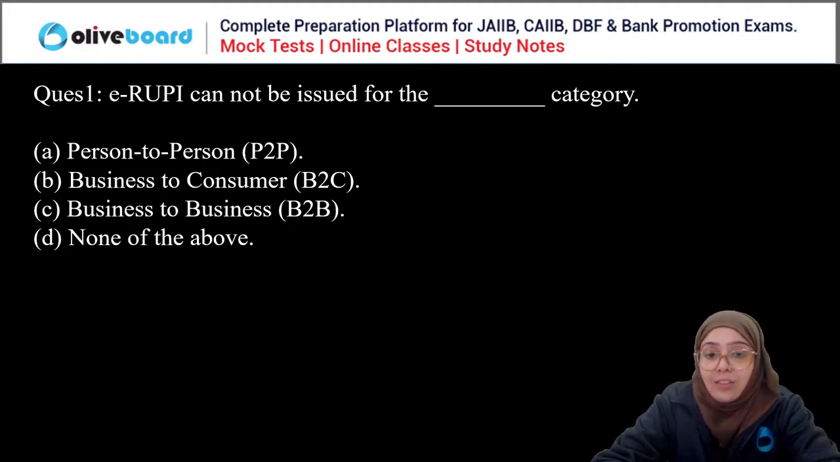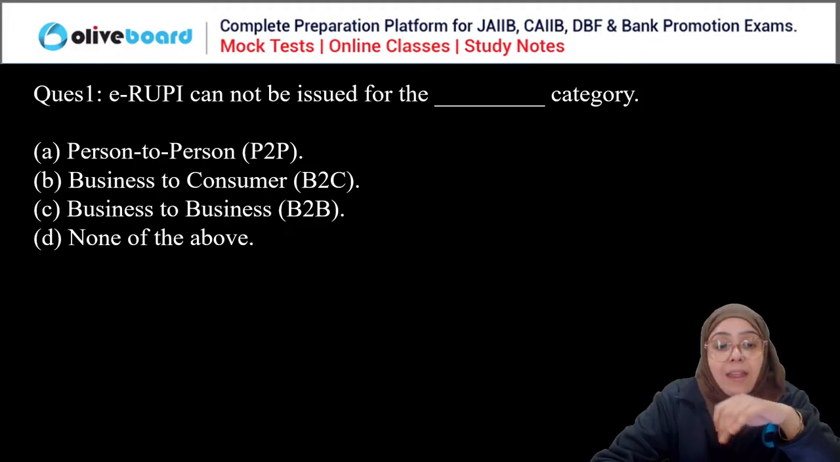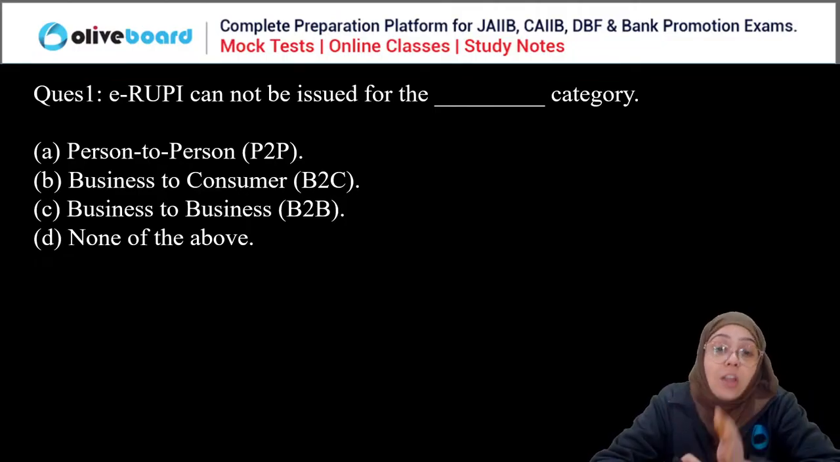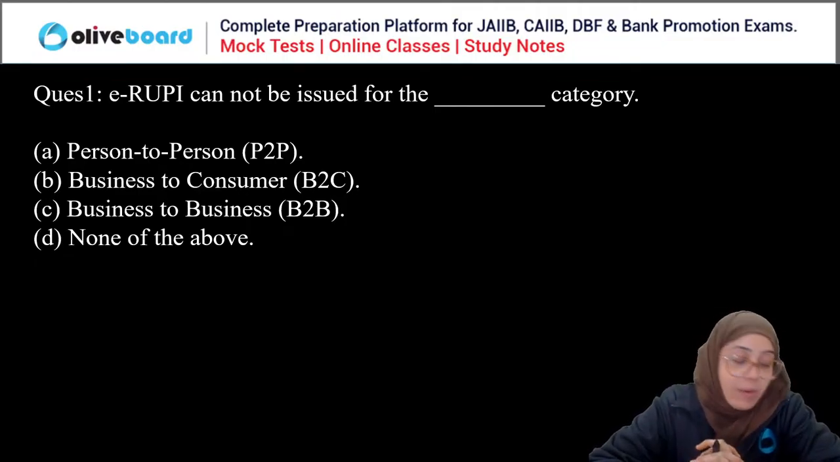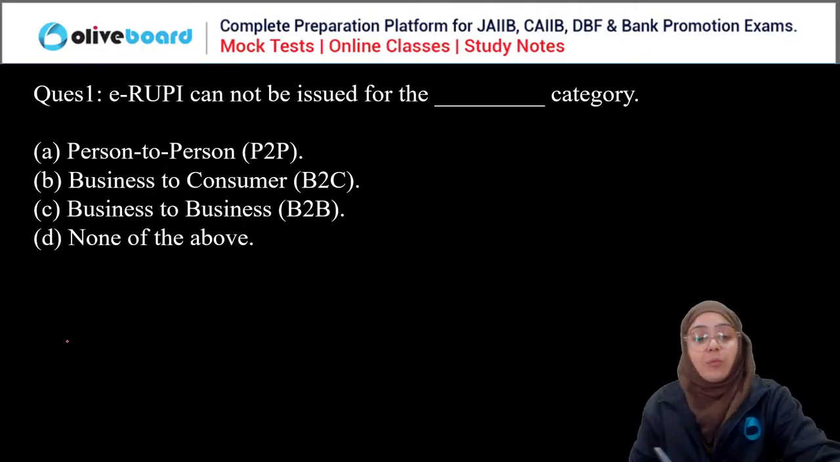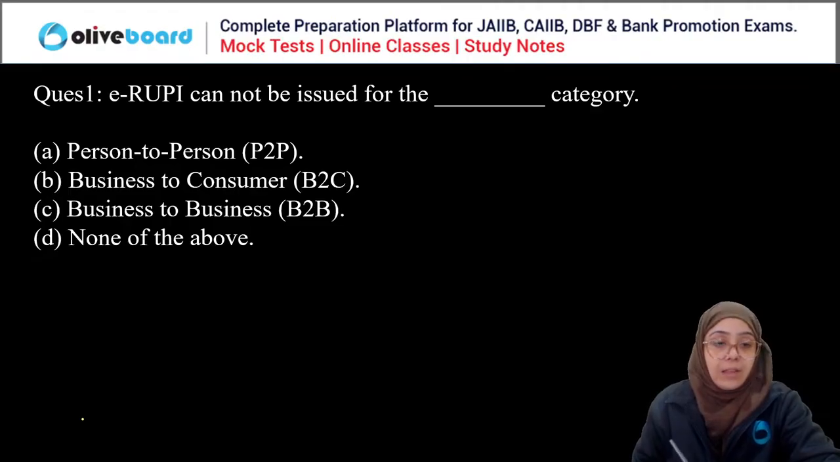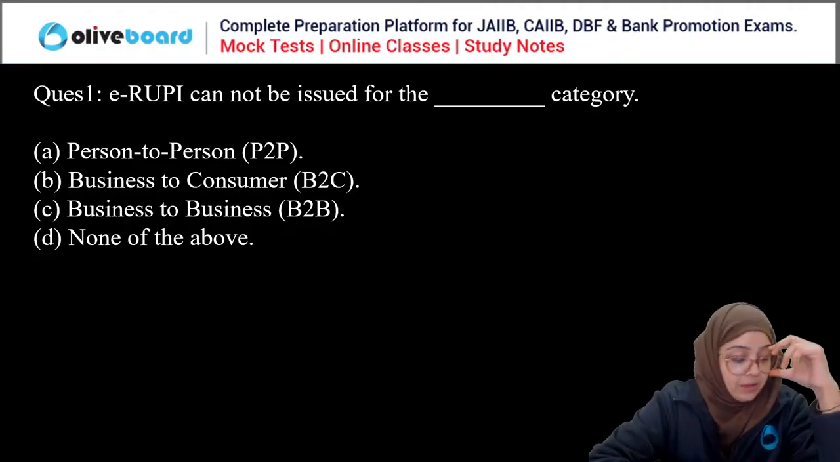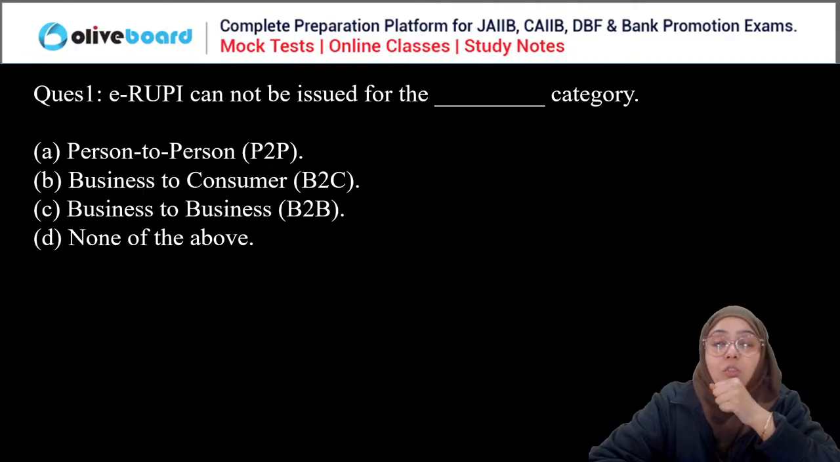Everyone, please answer this question, guys. E-rupee can be issued or cannot be issued for which of the following categories? Everyone please answer this question, guys. So what is the correct answer for this question? Okay, Sunny is saying B, business to consumer.